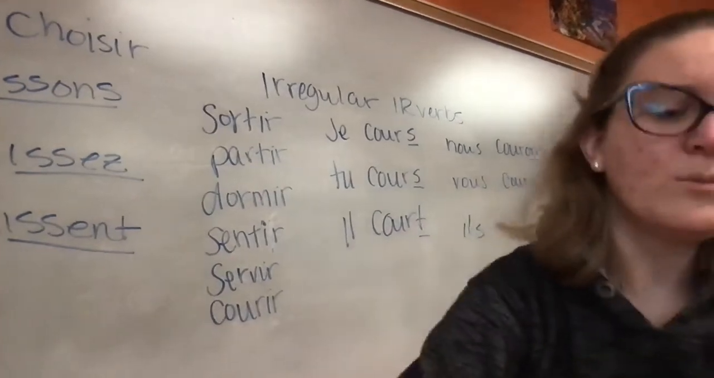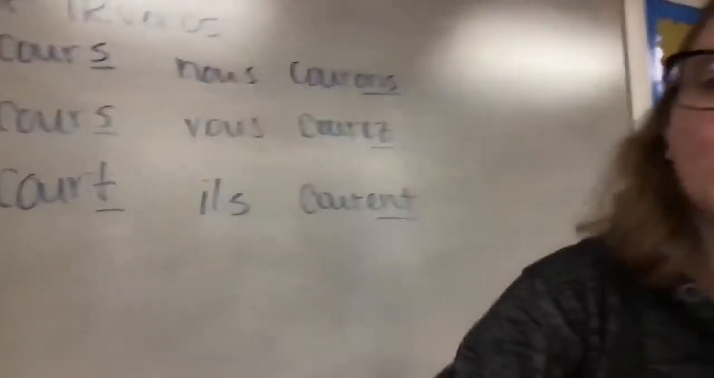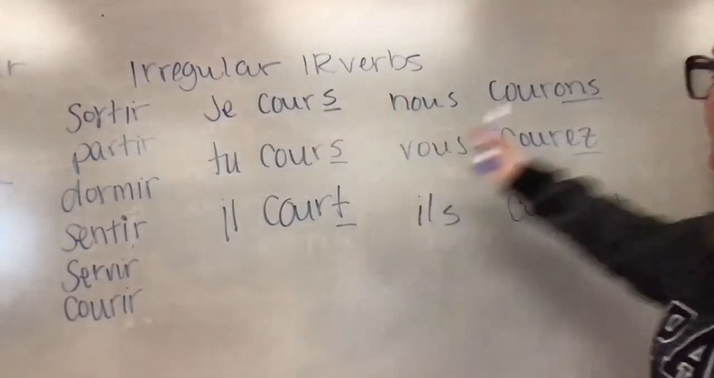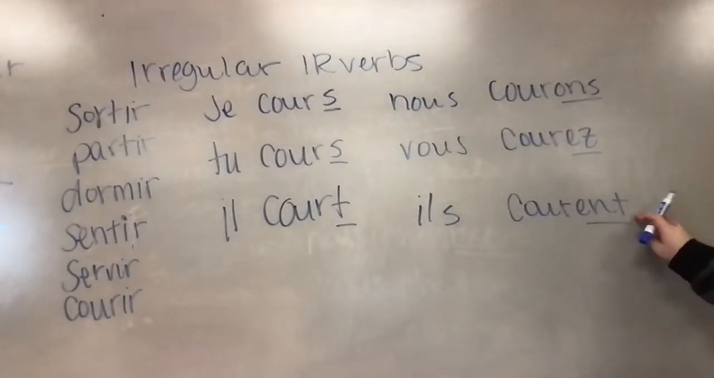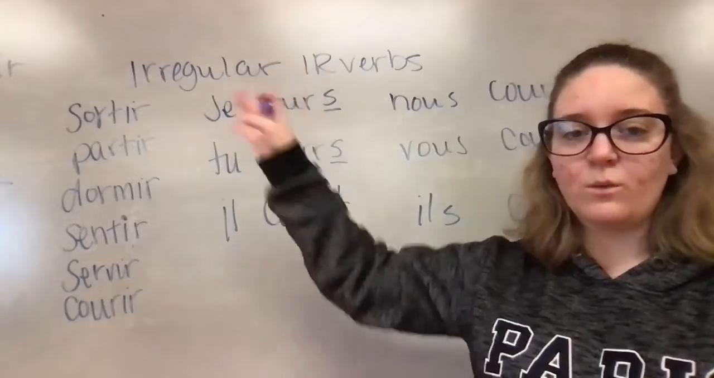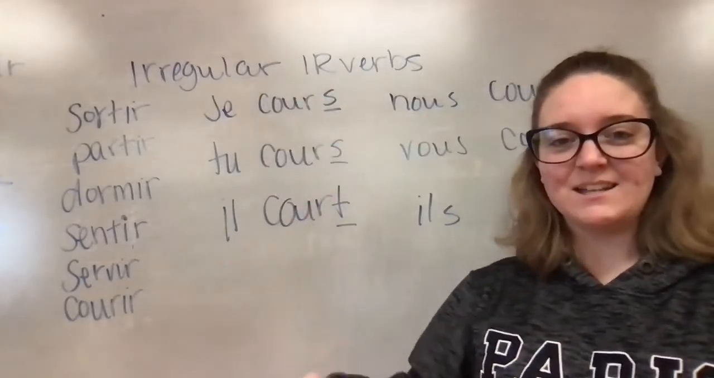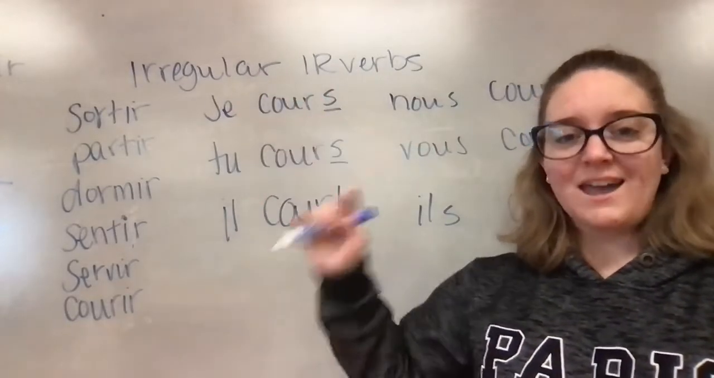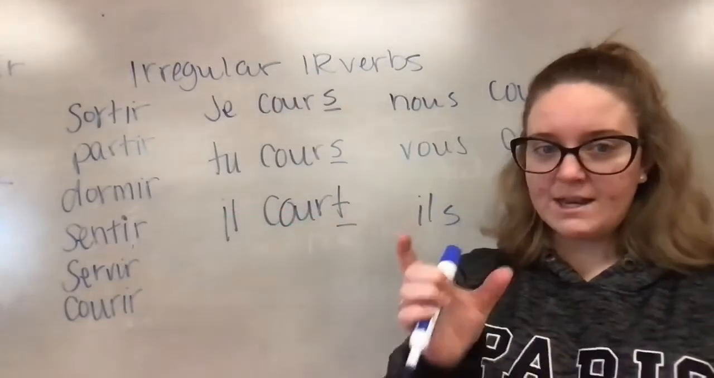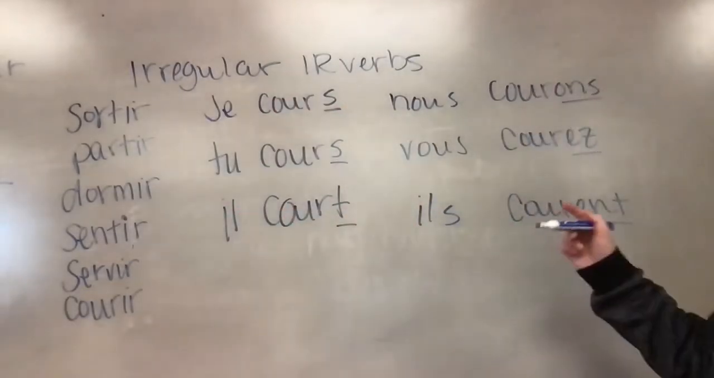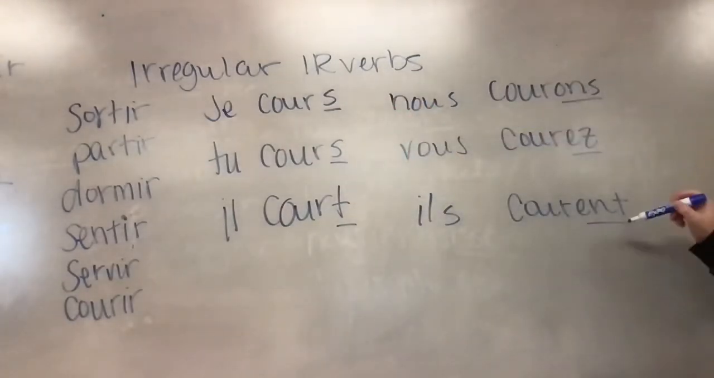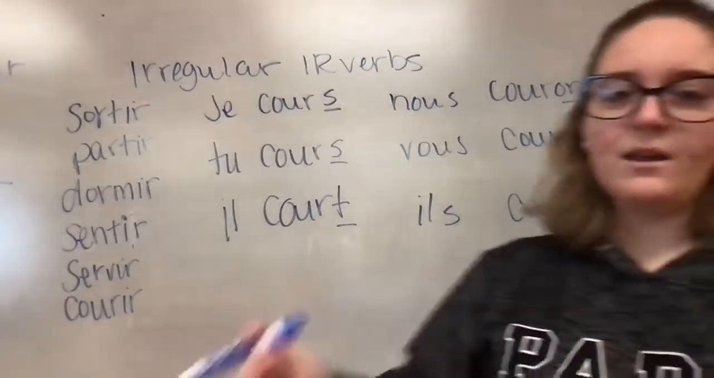And I'm actually going to bring this over so that you can see just a little bit better, okay? So S, S, T, ONS, EZ, ENT. You can see how these differ from the regular IR verbs, because the regular IR verbs have IS, IS, IT, ISSONS, ISSEZ, ISSENT. So we have that extra super long ending for regular IR verbs, but for these ones, we only have S, S, T and then ONS, EZ, ENT that we're accustomed to already, okay?